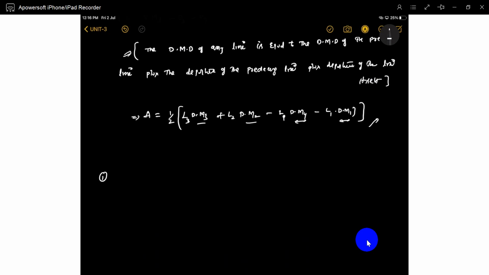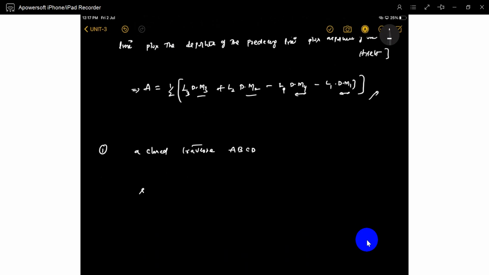So see, it is a closed traverse. One thing you have to note: these methods are used only for a closed traverse. Without closing, we can't find them. So a closed traverse, A, B, C, D. So given sides, latitude distance and departure distance.